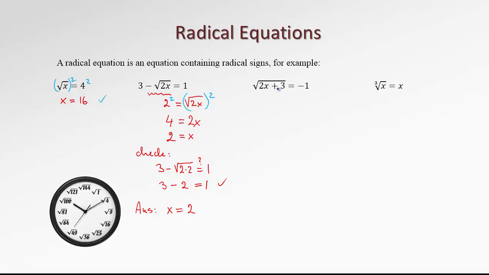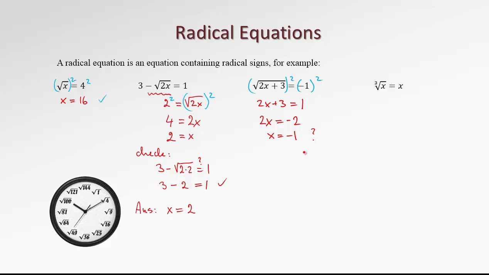Let's see the following example. Root of 2x plus 3 is equal to negative 1. Well, if we apply the same strategy as before, squaring both sides of the equation, let's see what will happen. On the left-hand side, the square cancels the root, so we have 2x plus 3. And on the right-hand side, negative 1 squared is just 1. So we end up with a linear equation, which is easy to solve. Here we have 1 minus 3, so it's negative 2. And dividing by 2, x becomes negative 1.